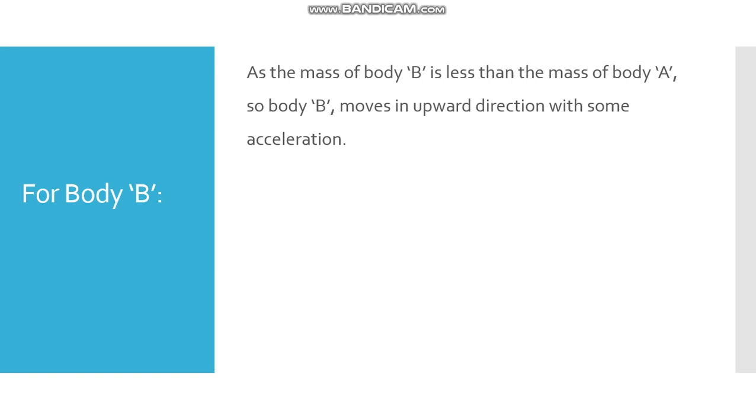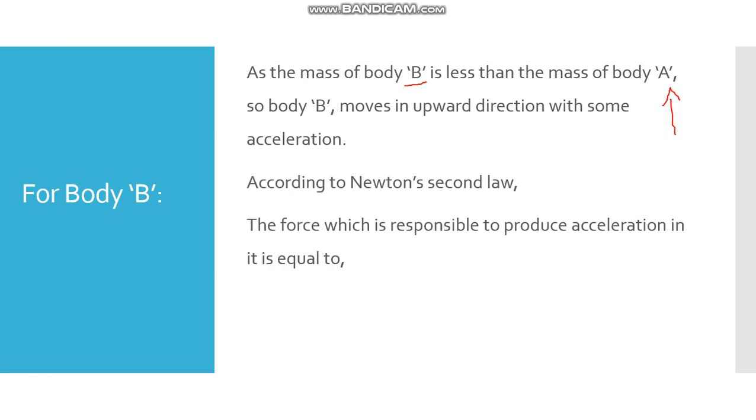Now for body B, as the mass of body B is less than the mass of body A, body B moves in upward direction with some acceleration. Again according to Newton's second law, the force responsible for producing acceleration is F equal to T minus W. This time we have subtracted W from T. Why? Because the value of T is greater than W. As the body is moving in upward direction and the direction of tension is upward, that is why T is greater than W.